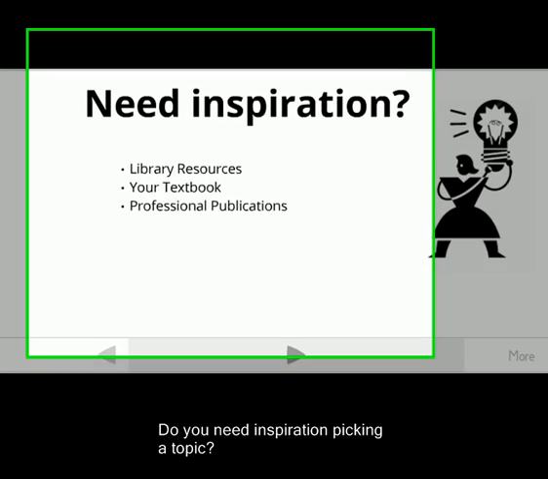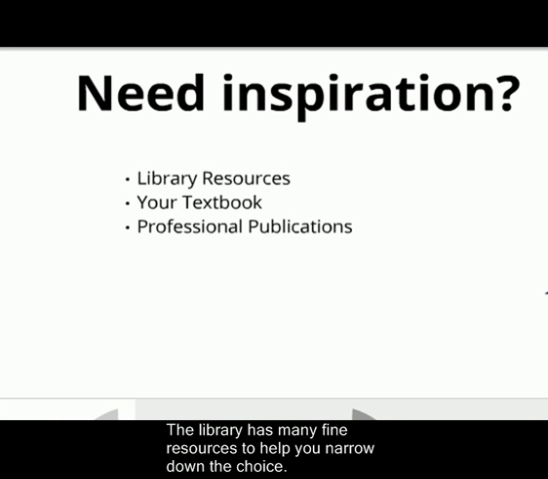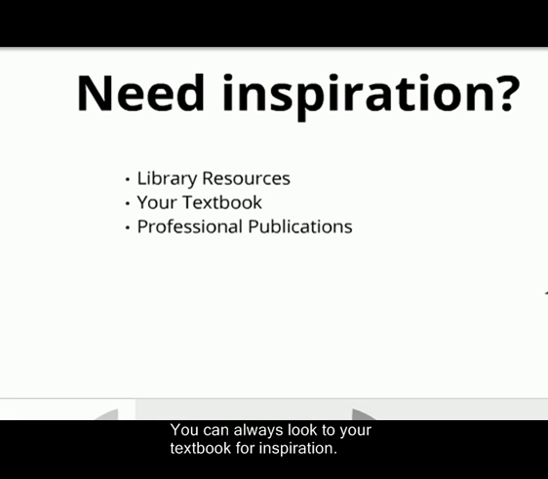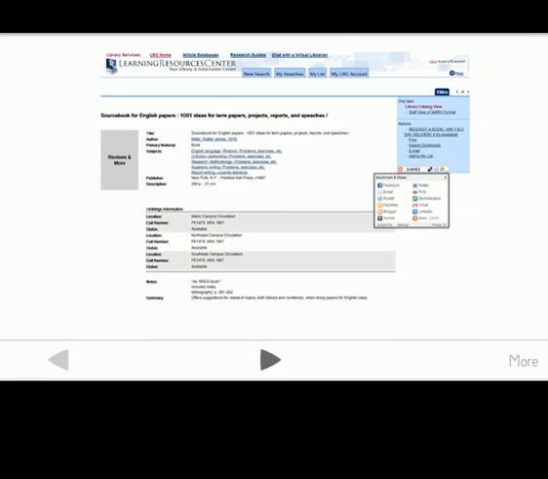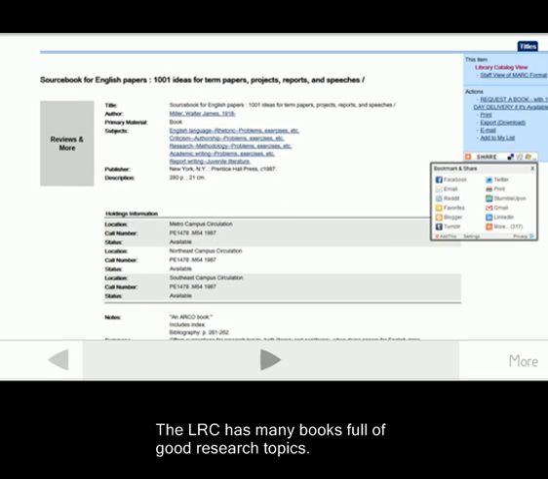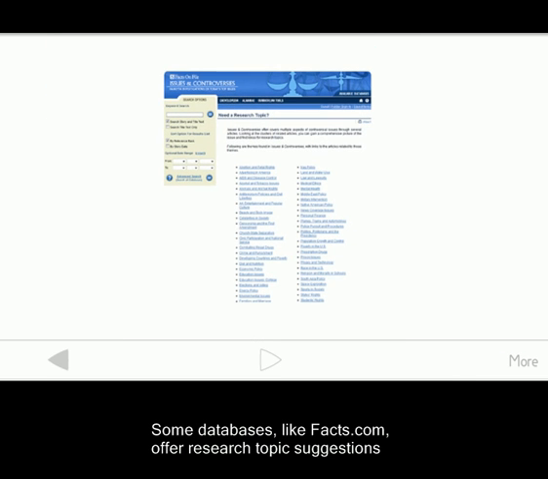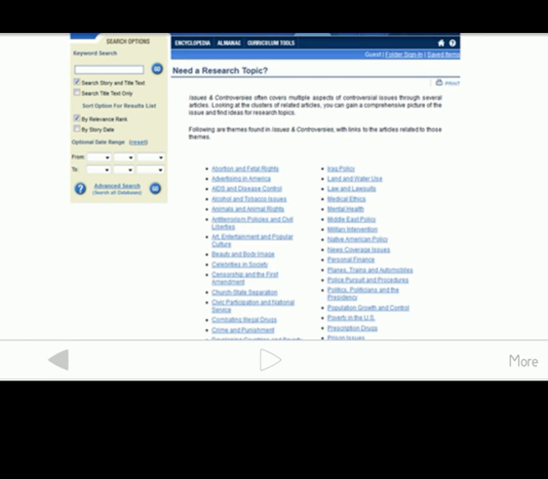Do you need inspiration picking a topic? The library has many fine resources to help you narrow down the choice. You can always look at your textbook for inspiration. The LRC has many books full of good research topics. And some databases, like facts.com, offer research topic suggestions and link you to resources for these suggestions. Ask your librarian for more details.